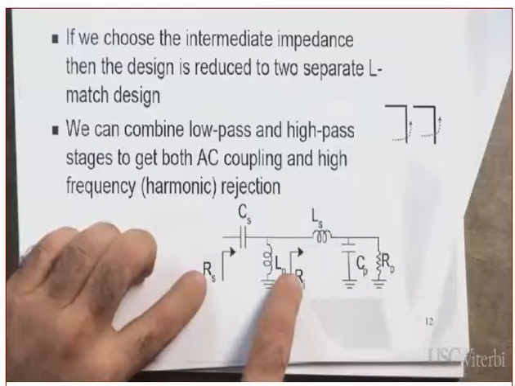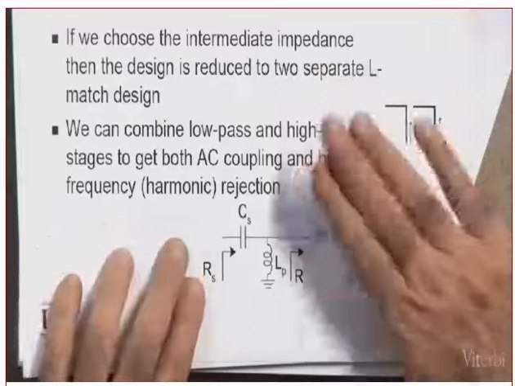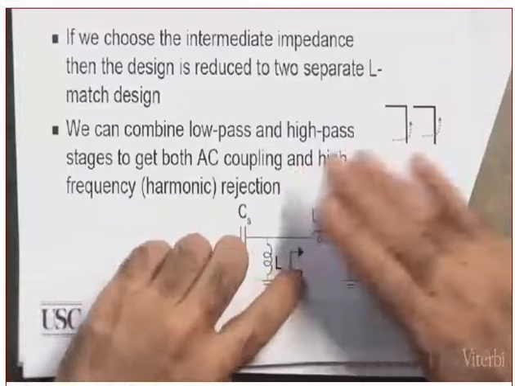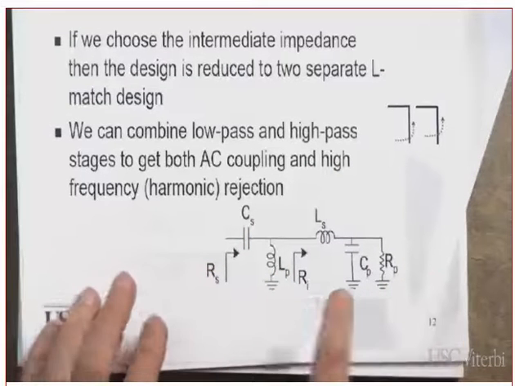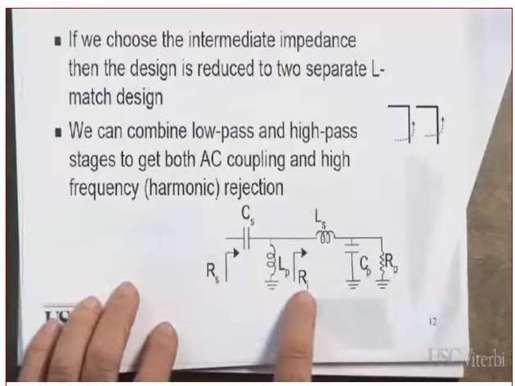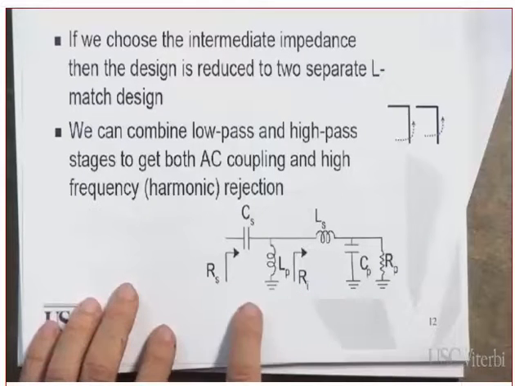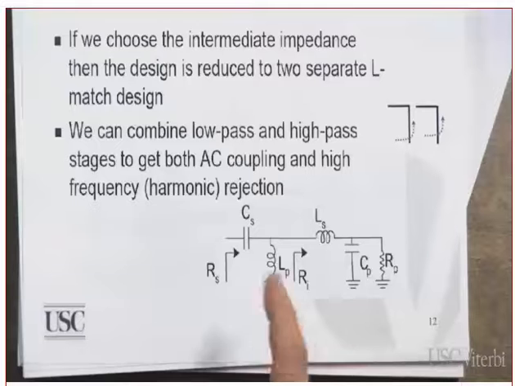But I have a degree of freedom in choosing RI. In other words, this is going to match RS to RI, and the RI will match it to RP. Did you get this or not? RI is not given in the problem. What is given in the problem? RS and RP. This one you can choose, so that the bandwidth becomes reasonable and the values of the components become reasonable.